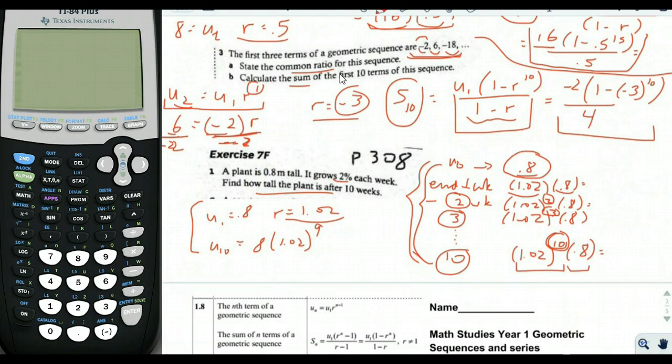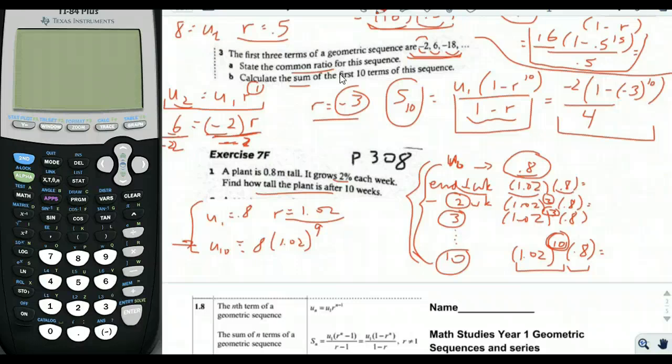And if you notice, that is not the formula for U10. U10 would be equal to 0.8 times 1.02 to the 9th. And here we're multiplying by the 10th. Why is that? Well, it's because in this problem, the end of the first week is not exactly U1. It's actually U2. Or you could think of the first week as U0.